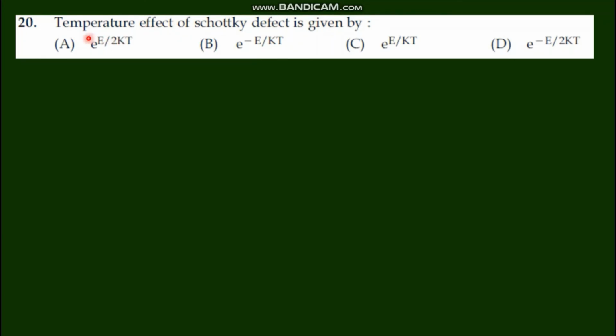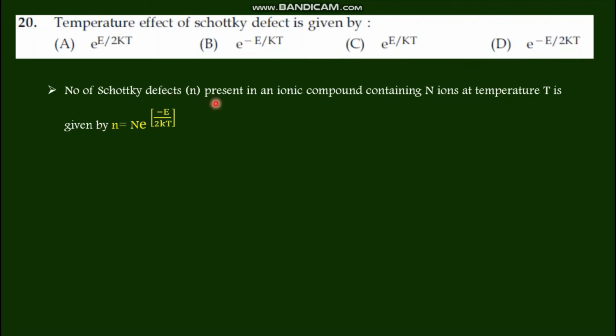Last question in this section. Temperature effect of Schottky defect is given by e raised to E by 2kT, e raised to minus E by kT, e raised to E by kT, e raised to minus E by 2kT. Then the number of Schottky defects present in the ionic compound containing N ions at a temperature T is given by n equal to capital N into e raised to minus E by 2kT. So our answer is option D.